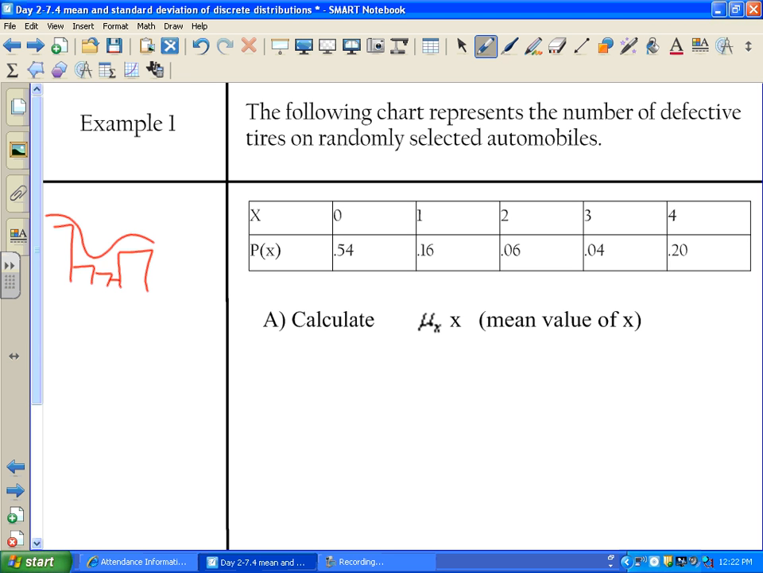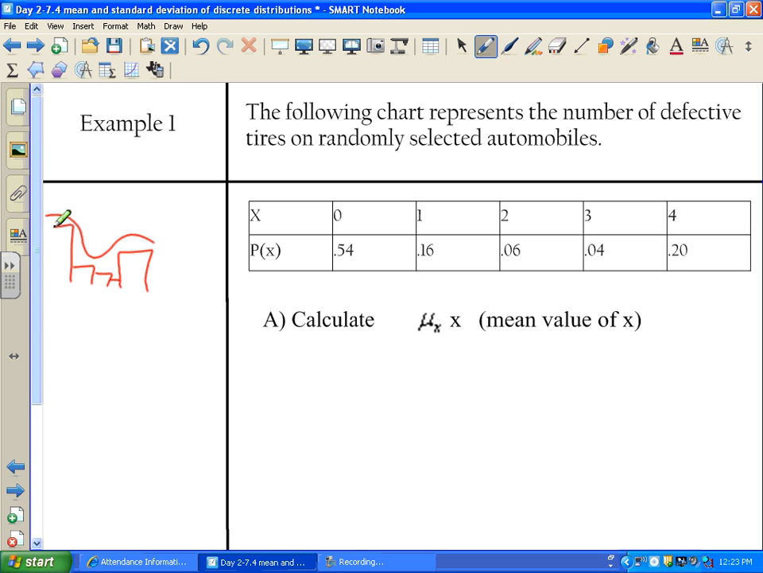Okay? But what we're going to do in just a second is apply the normal distribution. So I'll apply standard deviation to it. First off, calculate mu x. Mu x is written as the mean value of x. This is the expected value. You guys can do this right now on your own.